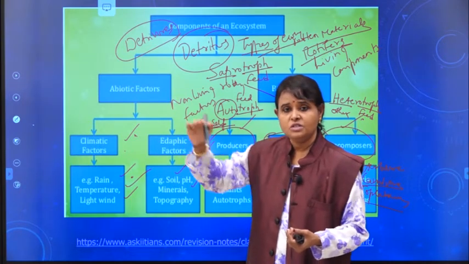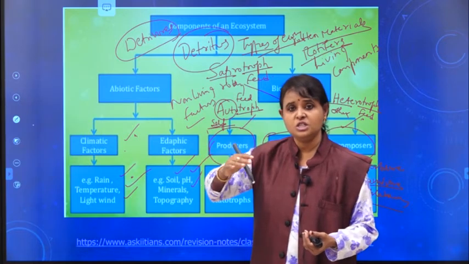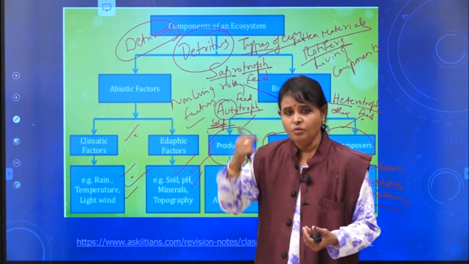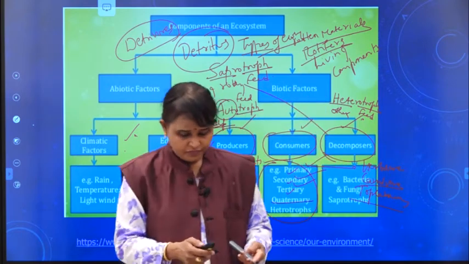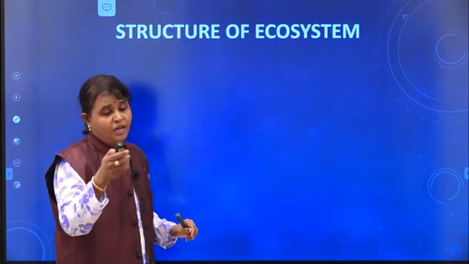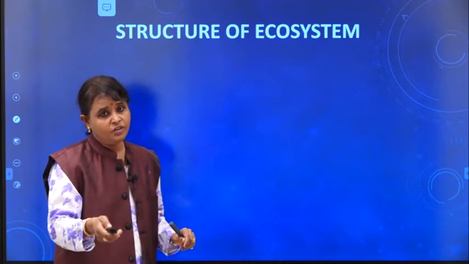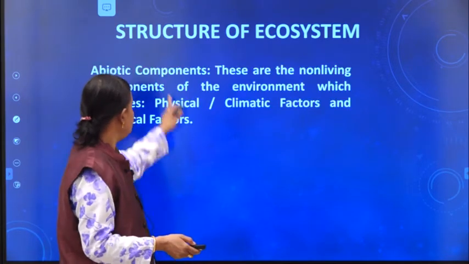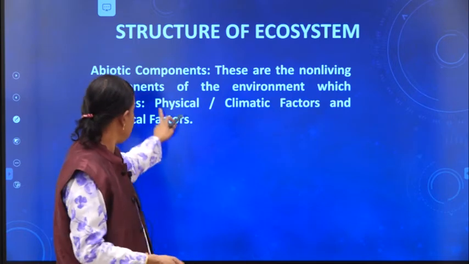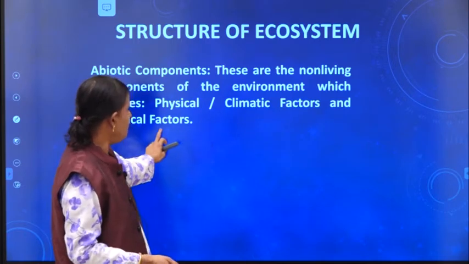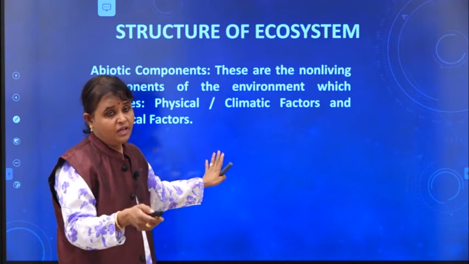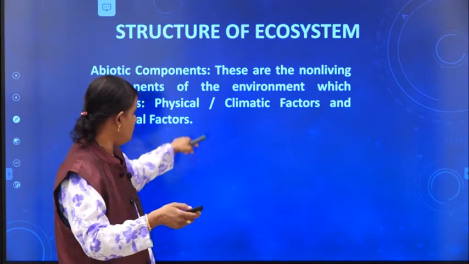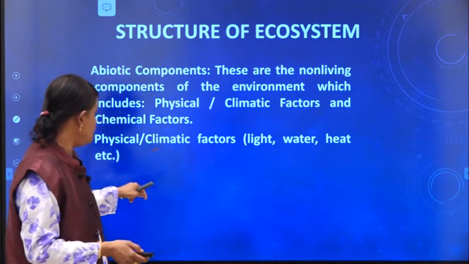In the next slide, producer, consumer, decomposer, that explanation is there. In detail I explained, I will tell you briefly. Okay? Now you can see. Biotic and abiotic components, structure of an ecosystem. For this, the answer is the flowchart only. Abiotic components I explained: physical, climatic or chemical. I told you very clearly. You can also divide like this: physical, chemical, edaphic or climatic. I told you that you can give examples here.